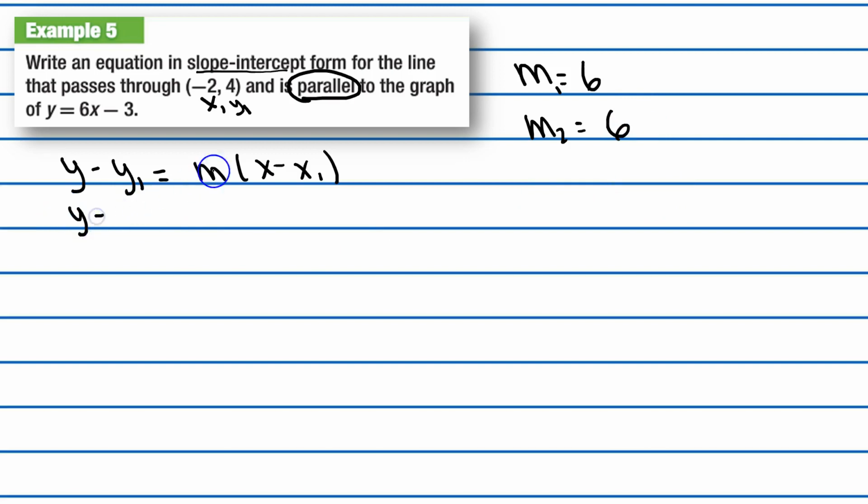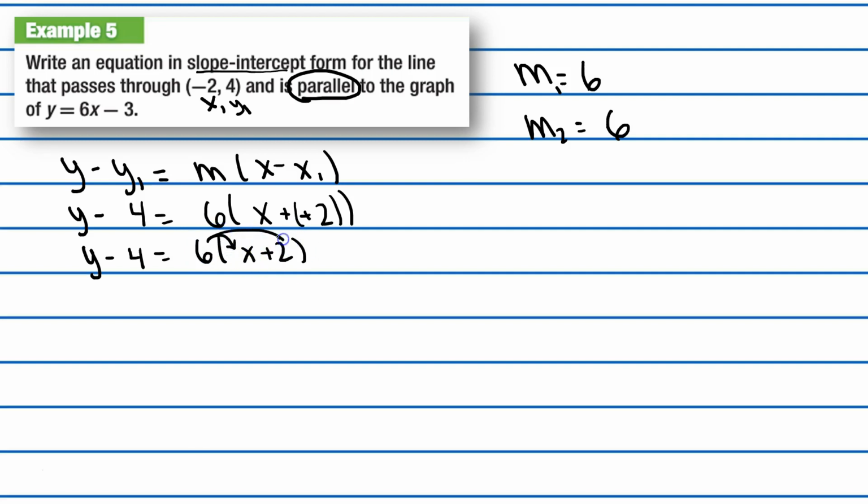So y minus y1, which is 4, is equal to m, our new m is still 6, times x minus x1, which is -2. So careful with the two negatives. You don't lose them, they're still there. And we can do our keep, change. Now we have x plus 2. So we have y minus 4 is equal to 6 times x plus 2.